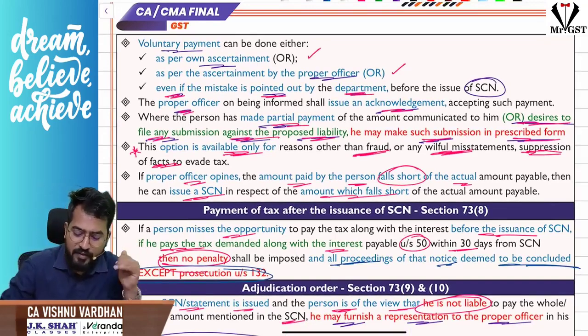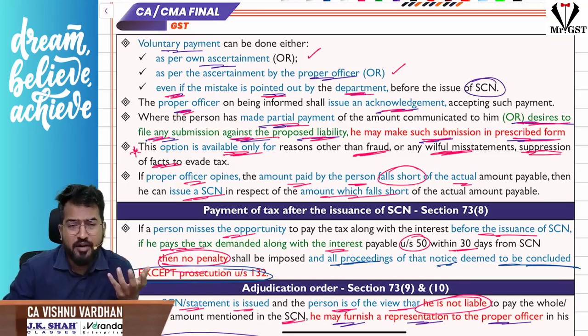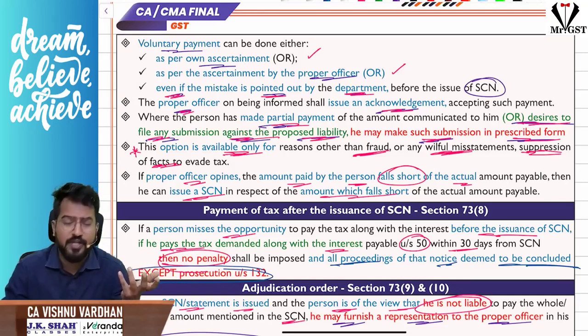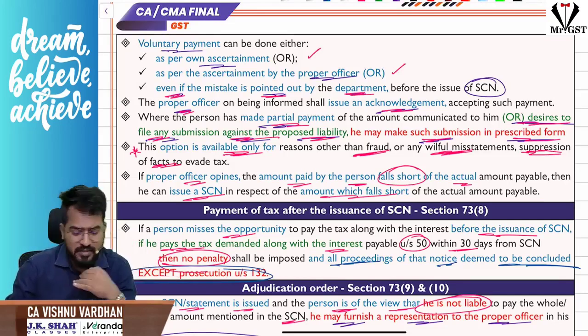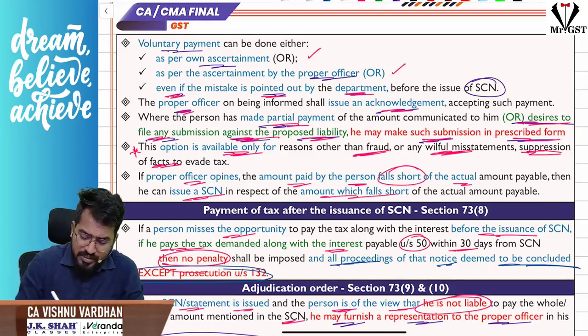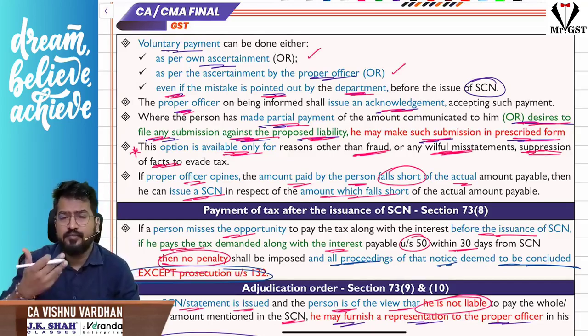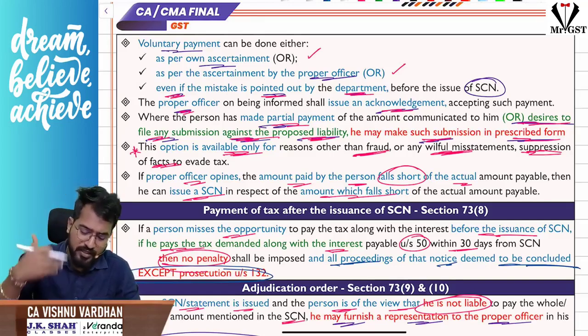Okay, and if at all you are making a partial payment, suppose, let us assume they said 10 lakhs plus interest, and you are challenging that, no sir, this should be 8 lakhs, then you can give your submission: sir, this is my response, I am liable only for this much amount. Like that you can give your submission.